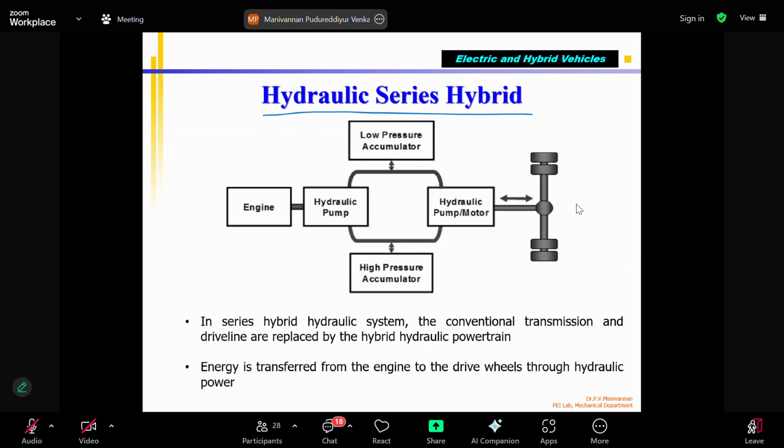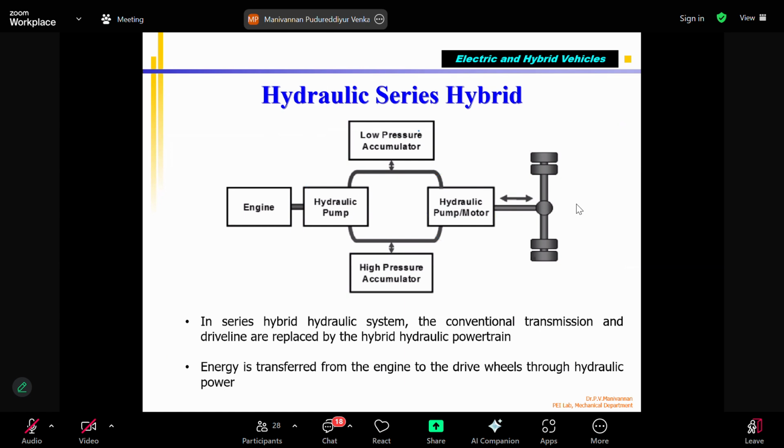And in a series hybrid, you will see that the vehicle is driven by the hydraulic motor only. The engine is never coupled in a series hybrid. We know that in a series electric hybrid, the engine drives the generator, correct? So the engine drives the electric generator, EG, which is connected to the electric motor, EM. The EM always drives in the series hybrid. Similarly, in hydraulic hybrid also, note down this configuration and how it works.